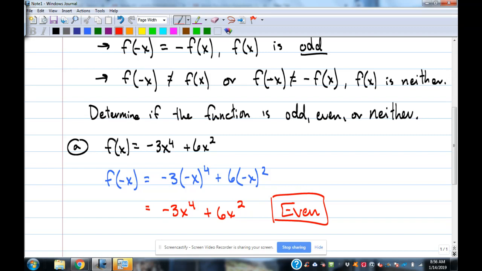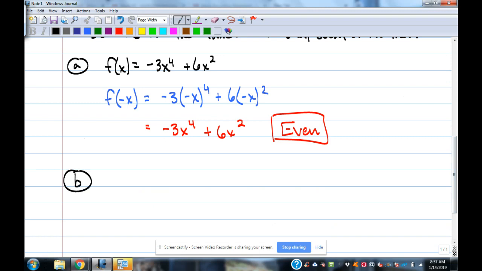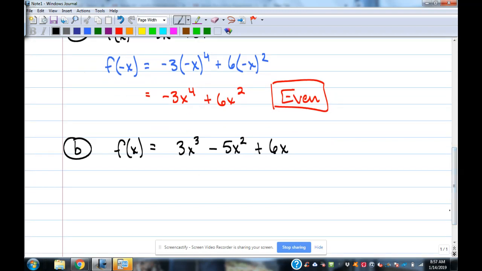And this is the proof that that's happening, okay? So there are shortcuts. We'll discuss those as we talk about them. You'll see as we do several of these, you're like, oh, this is always the case. But this is the mathematical proof, the algebraic proof, that it is an even function. Example B: f of x is 3x cubed minus 5x squared plus 6x. And we want to, again, determine if that's odd, even, or neither.